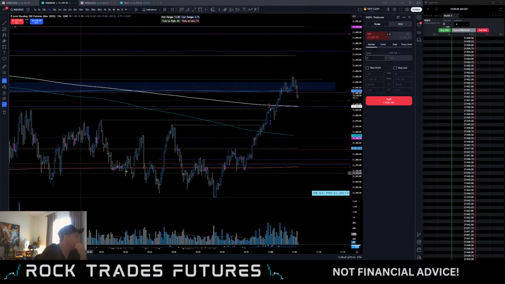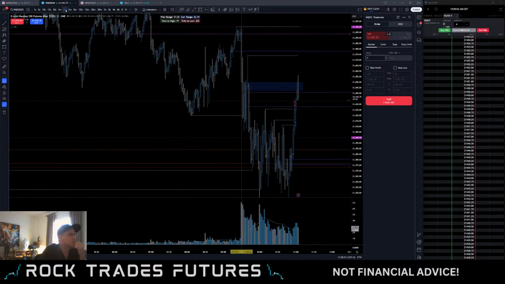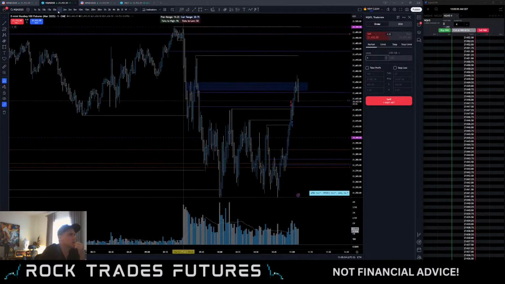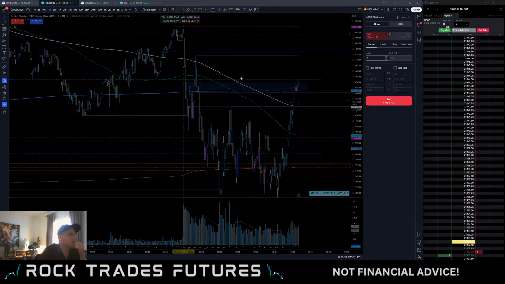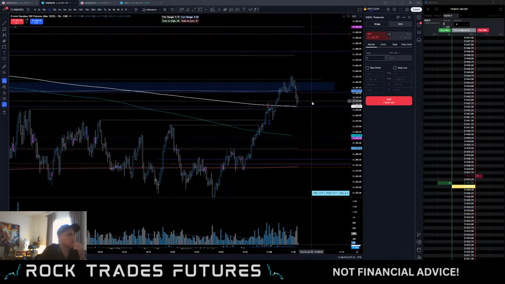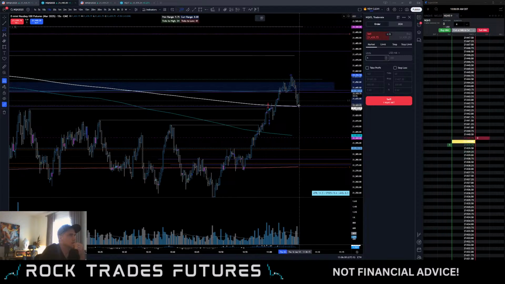Gotta be thinking short here, right? Inside down forming on the 5 minute. Let's look at the 3 minute is a reversal. 2 minute is a reversal. 1 minute failed reversal. Yeah, you gotta be thinking short here, I would say. 50% of this, broke beneath the 200, broke beneath the initial imbalance, 50% there.